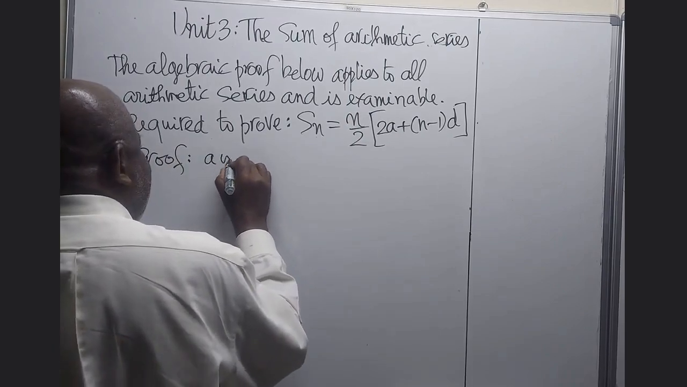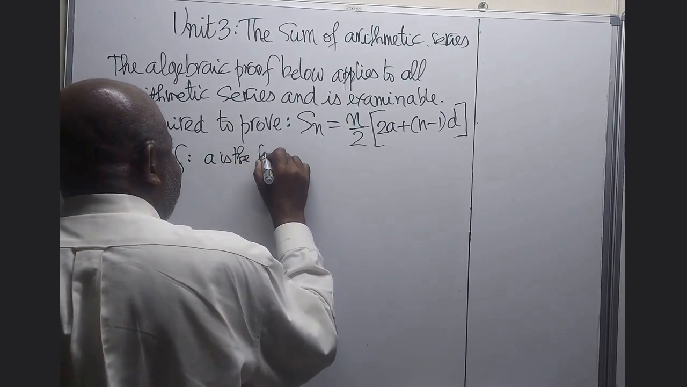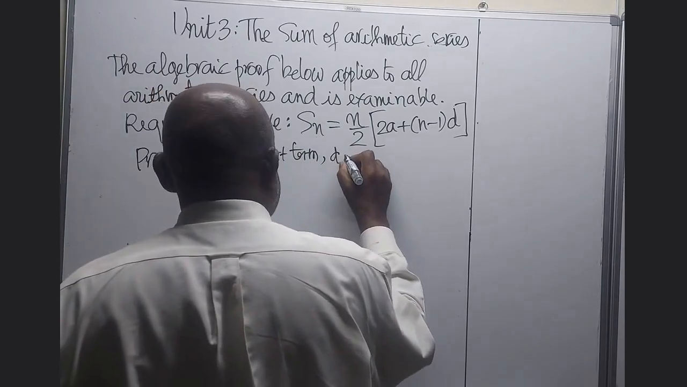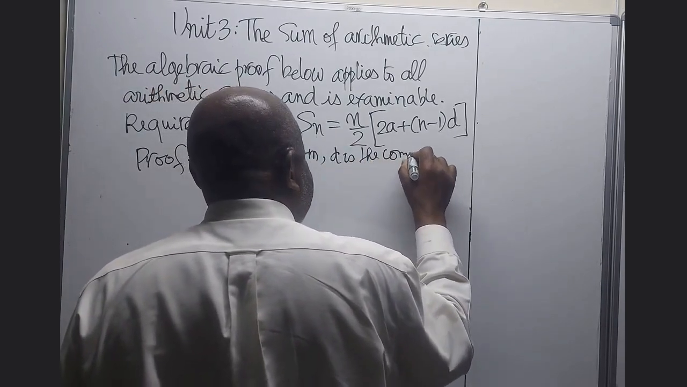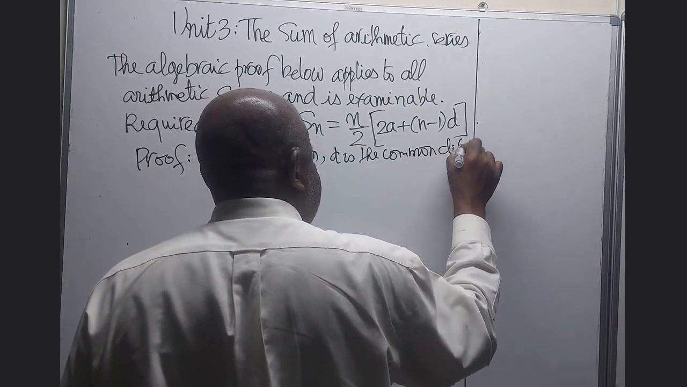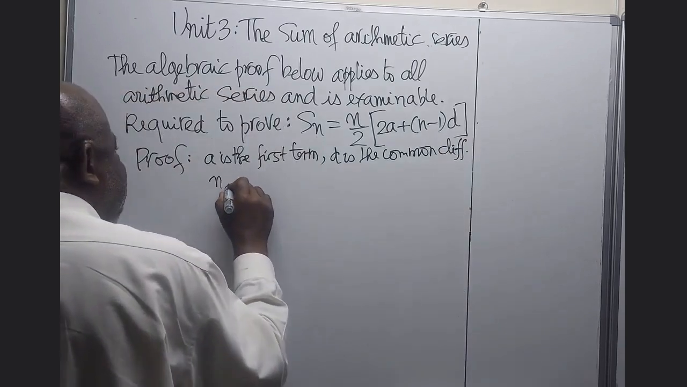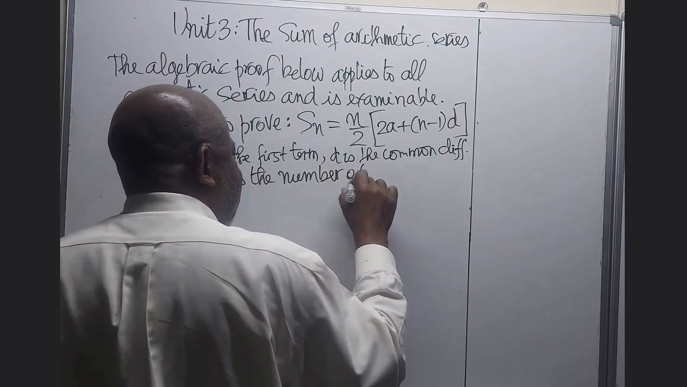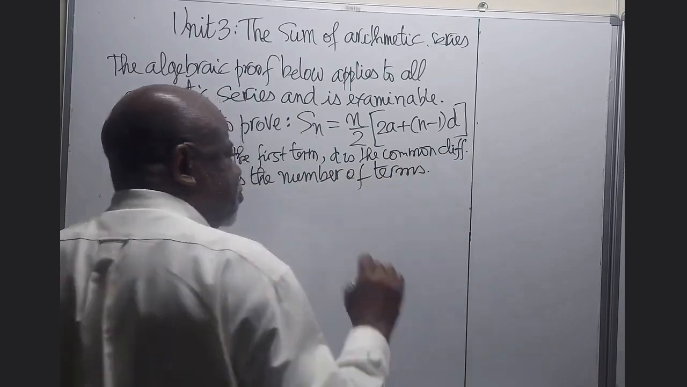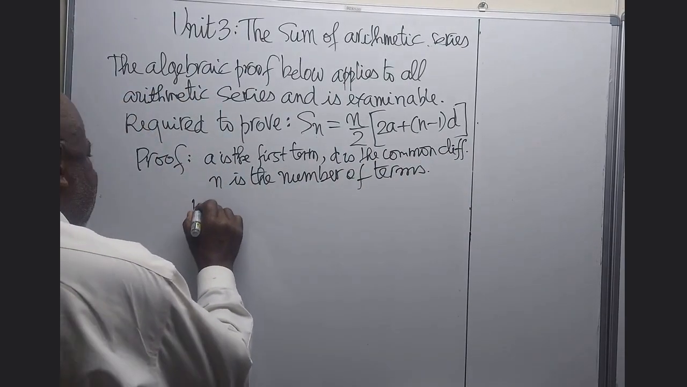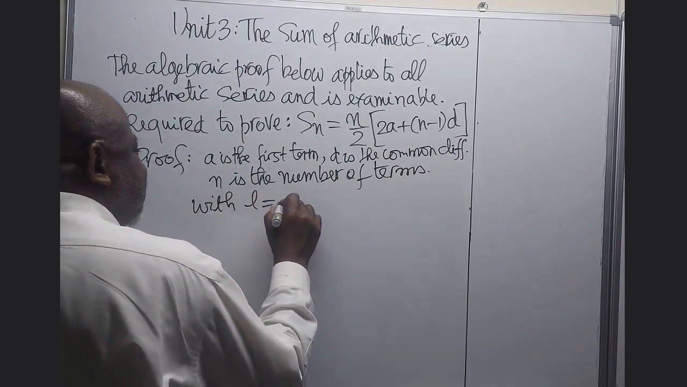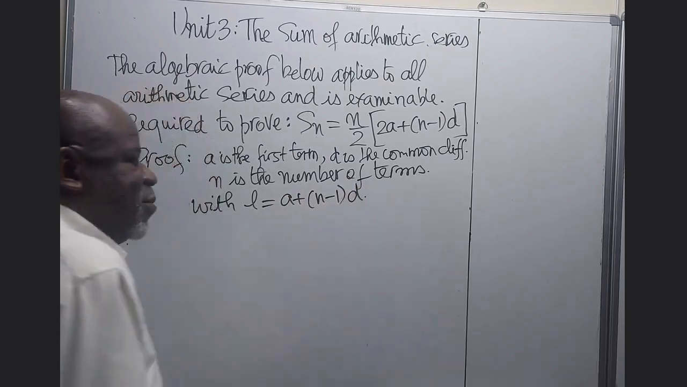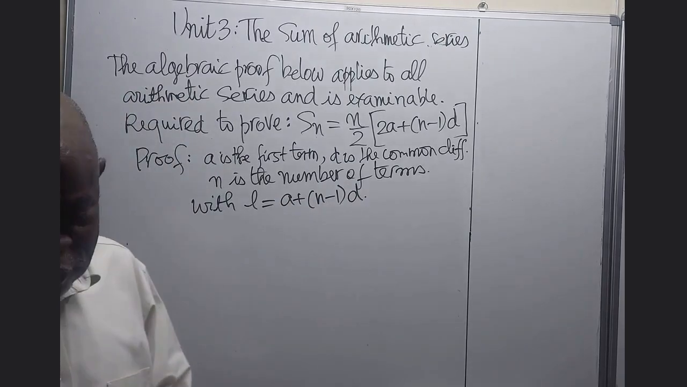A is the first term. D is the common difference. I'm going to write it like this. And n is the number of terms, with L being the last term, and L is equal to a plus n minus 1 times d. We're going to prove this.